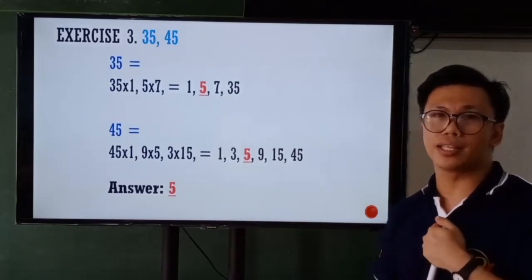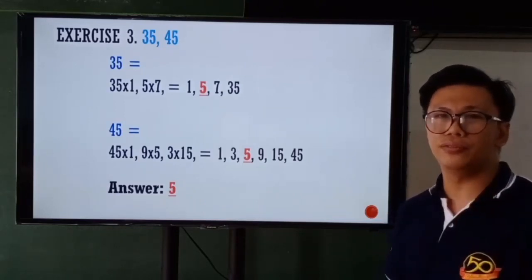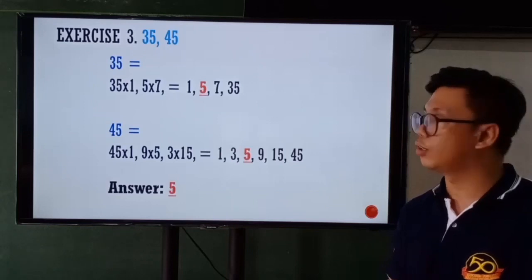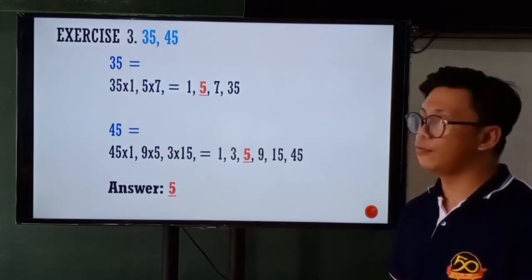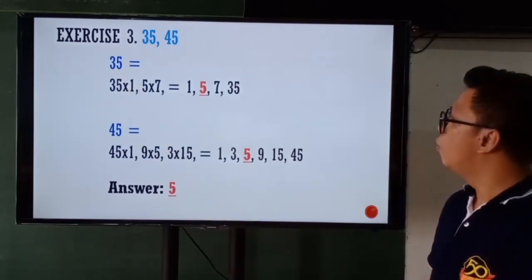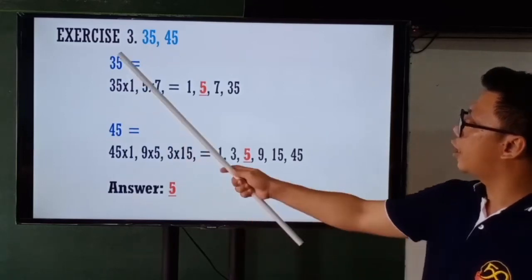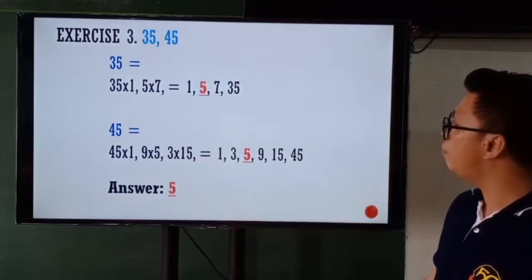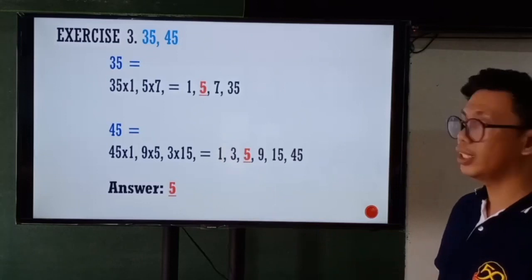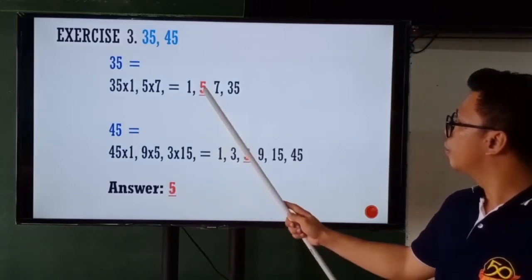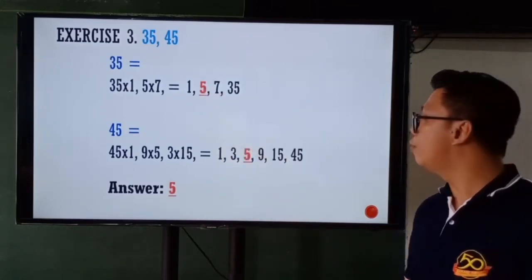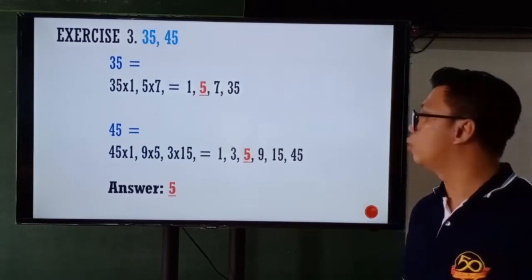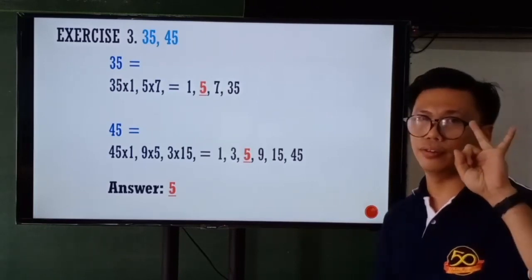So what's next? Very good. We will find the common factor of 35 and 45. So let's see what is the common factor of 35 and 45. We have 1. Very good. What else? We have 5. So we have 2 common factors. So we have 1 and 5.